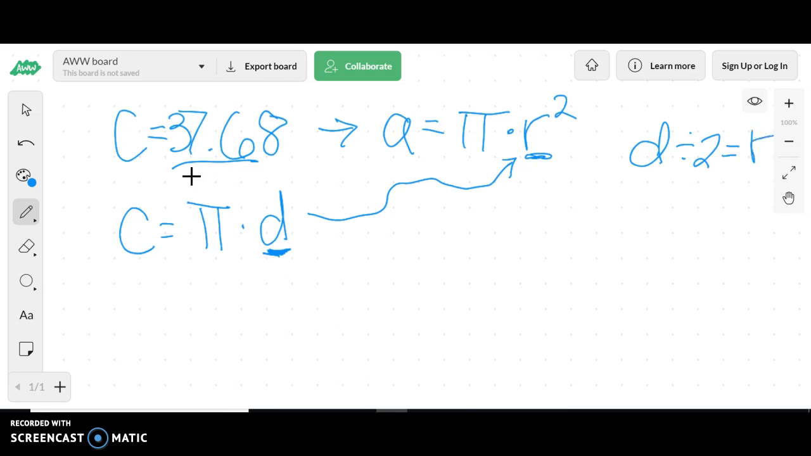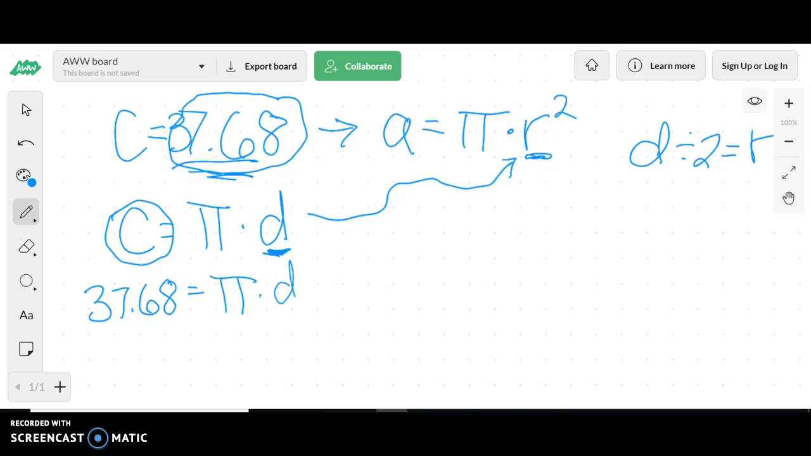So let's use this number, 37.68. Let's put it right here. Let's substitute. We know C, circumference, is 37.68. So 37.68 equals pi times the diameter. And remember, if I want to find this diameter, all I have to do is divide out pi on both sides. That'll get my diameter by itself. Okay, so let's divide both sides by pi. This pi divided by pi we know is 1. That's why we're going to get 1d, or just d.